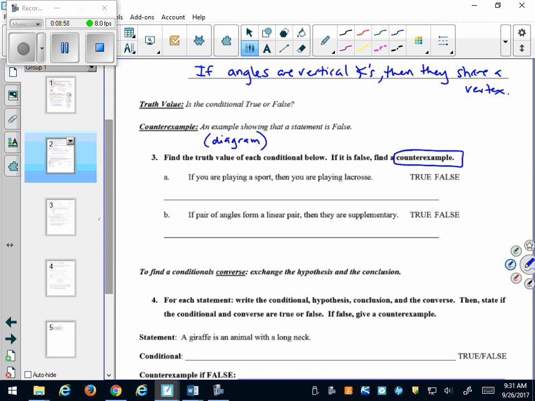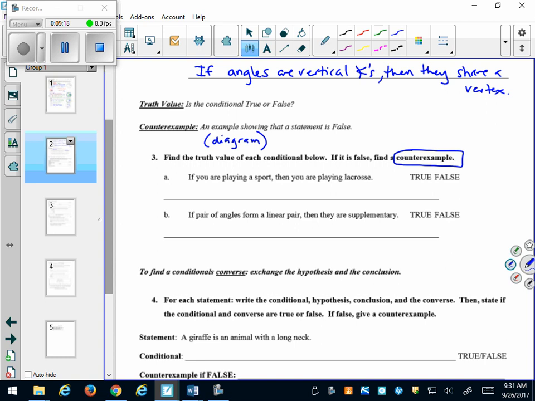I could say, you know, all movie stars are female. Well, that's false. What's a counterexample? Well, as a counterexample, I could name any male movie star, and that would be my counterexample. So it's just coming up with an example of something that you can say is false.